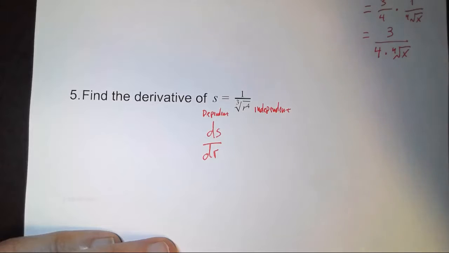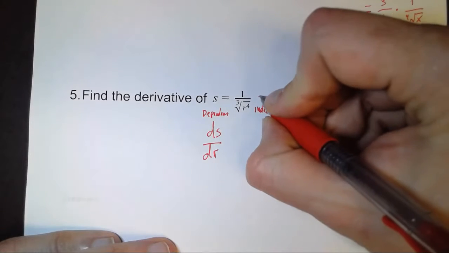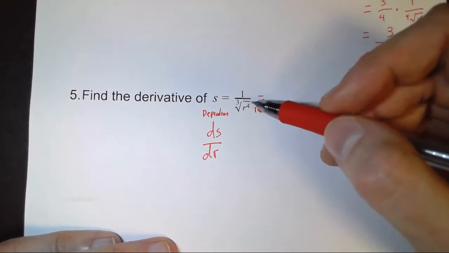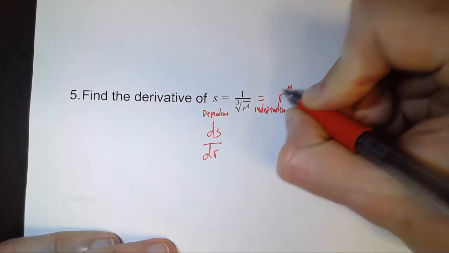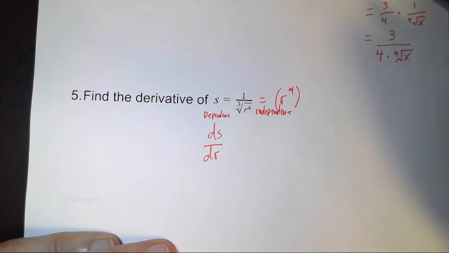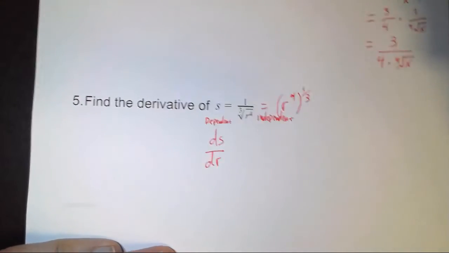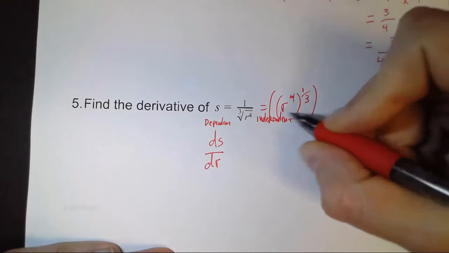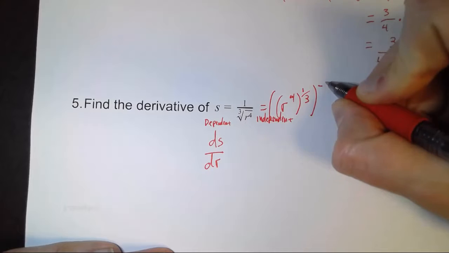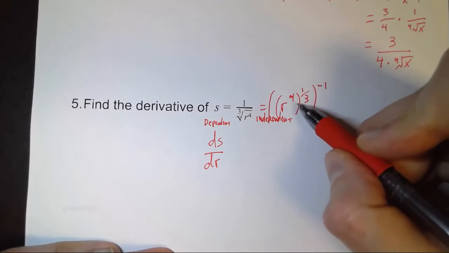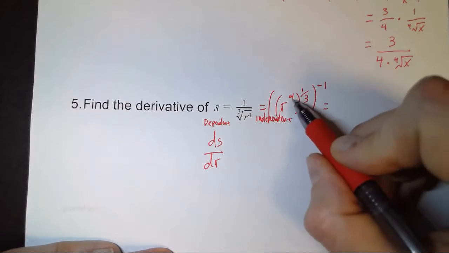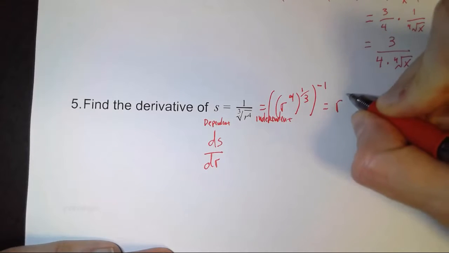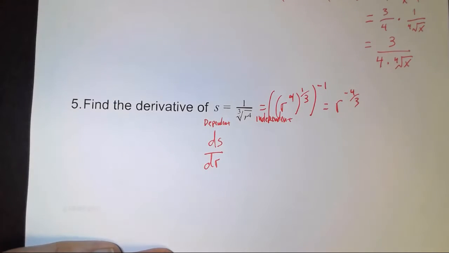But we can't find the derivative yet because we have to write this as r to some exponent. So let's see what we've got. We've got several things. We've got r to the 4th power. On top of that, we have the cube root. Well, that's raising it to the 1/3. And then on top of that, we also have 1 over. That's a reciprocal, so it's also being raised to the negative 1. So here we have 3 exponents going on. Well, we can multiply 3 numbers at the same time. That's fine. When we do, we get r to the negative 4/3.